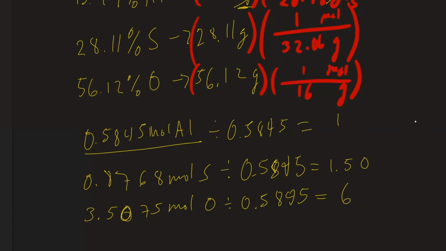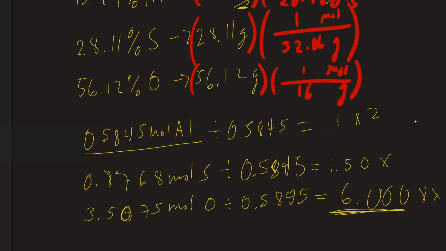Oops, sorry about that. 6.0008. So obviously this oxygen is pretty close to 6, so we leave it. However, our sulfur is at about 1.5, for the subscript, so to speak. So what we do is we multiply by a common integer until we get integer-sized numbers for every single element. So I'm going to multiply everything by 2, and if that doesn't work, I'll multiply by 3, and so on and so forth.